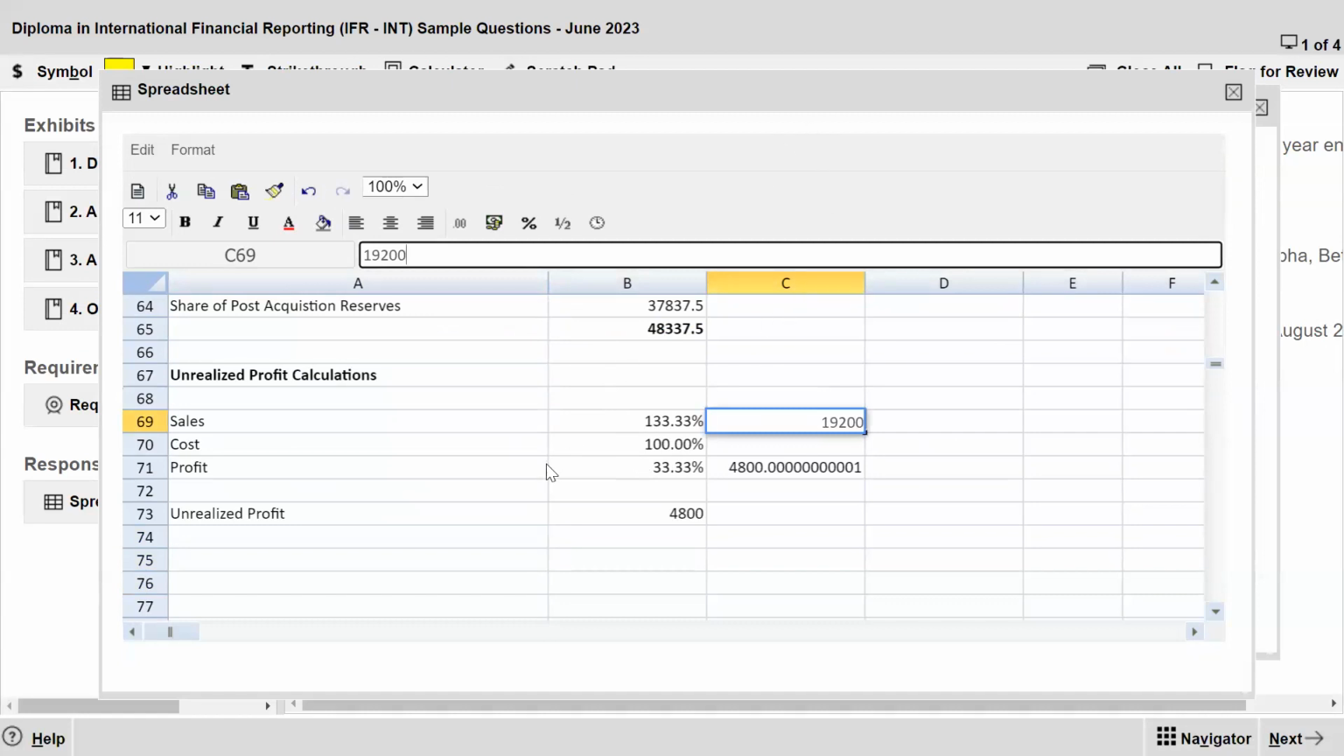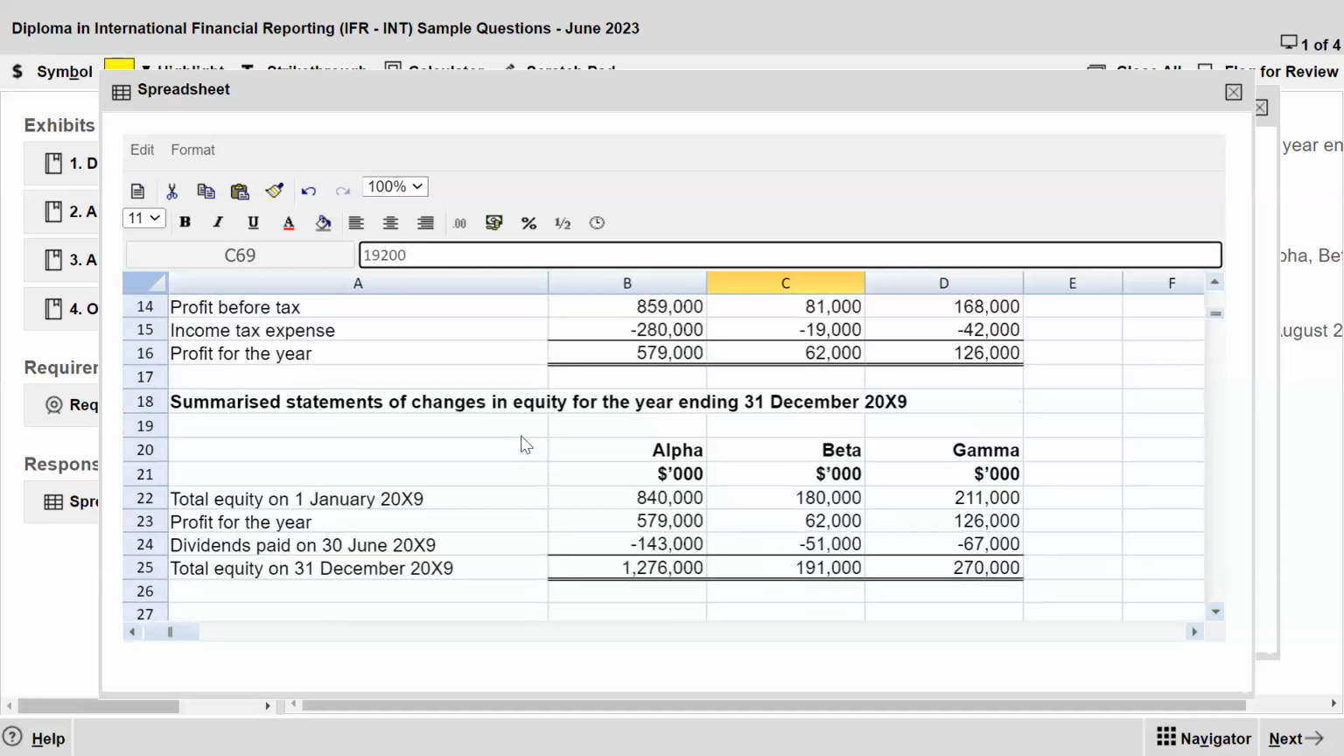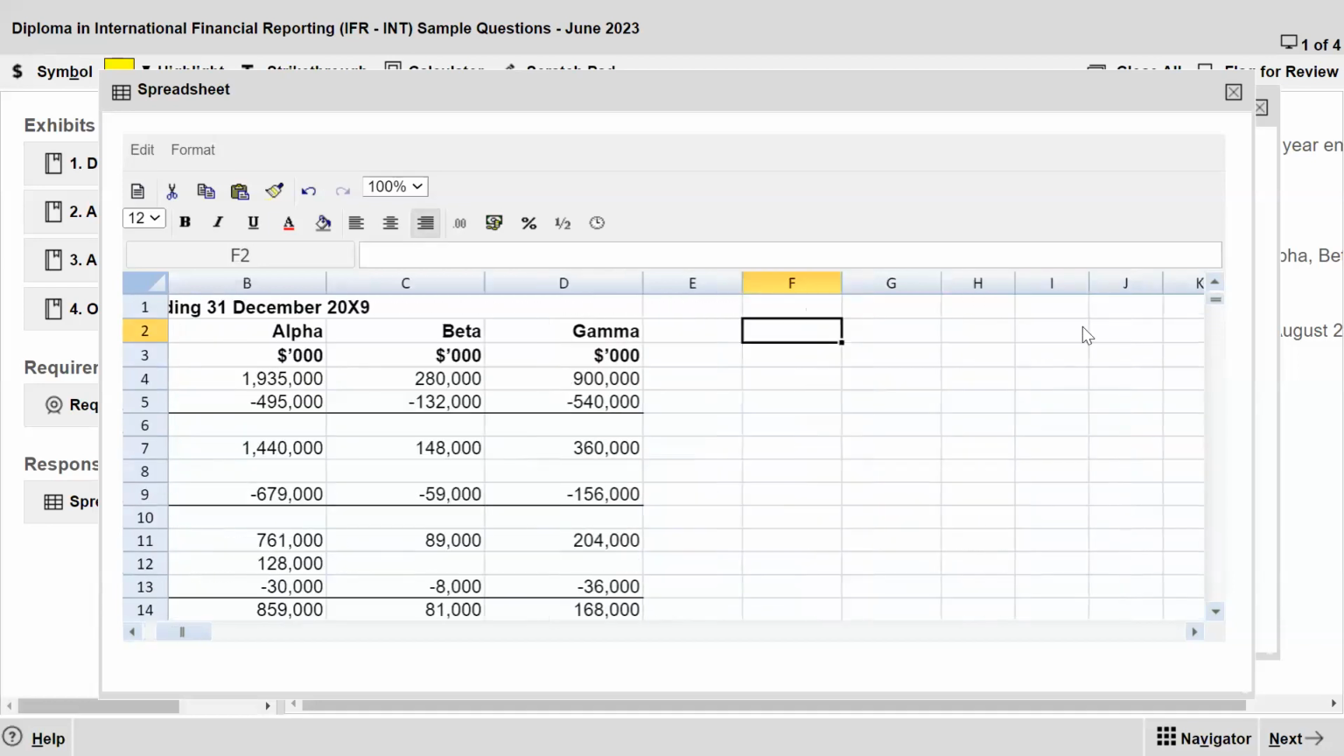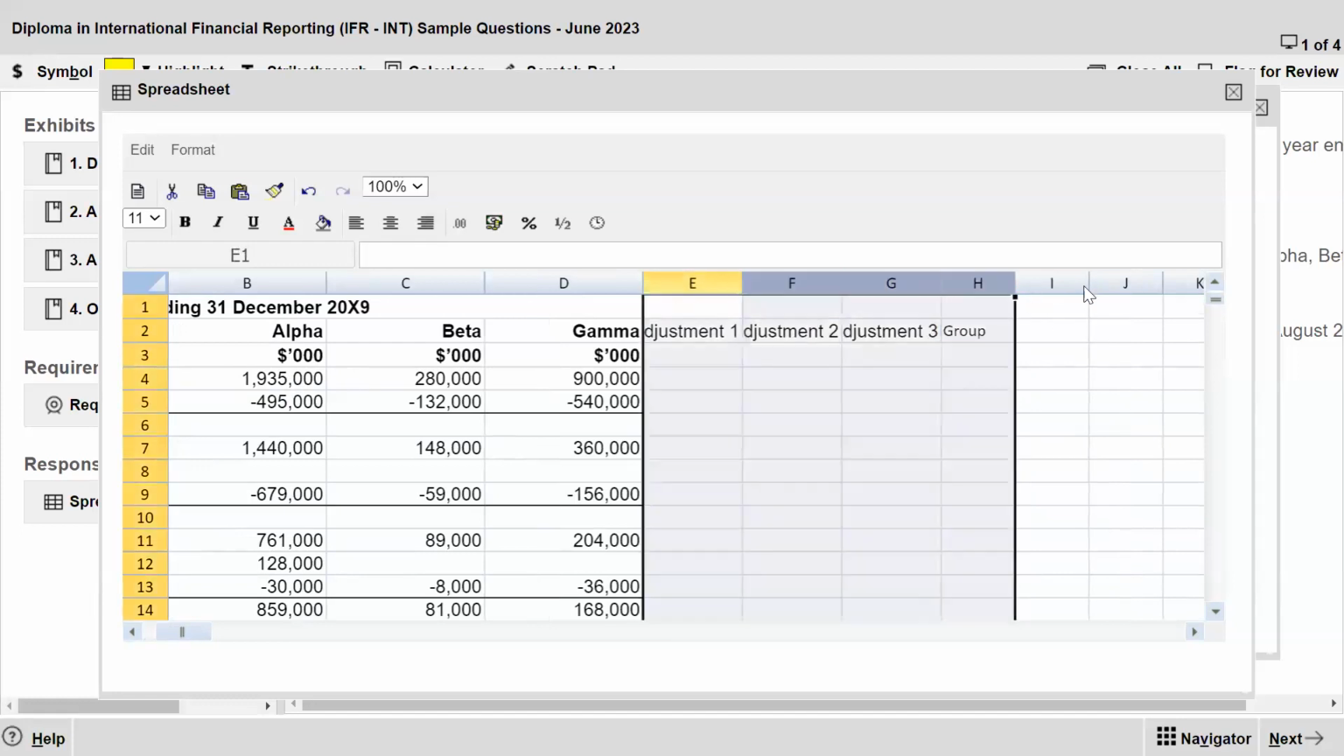Now let's just see this. So basically what's going to happen now, if we want to do the group accounts calculation, this is adjustment number 1, adjustment number 2, adjustment number 3, and then I would say group accounts, right? So this is what I have done here.